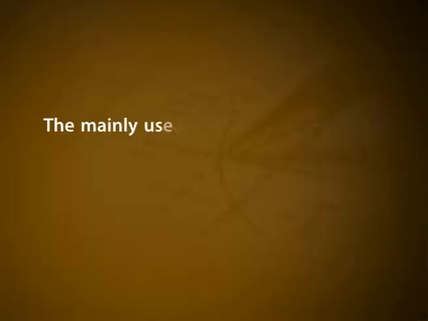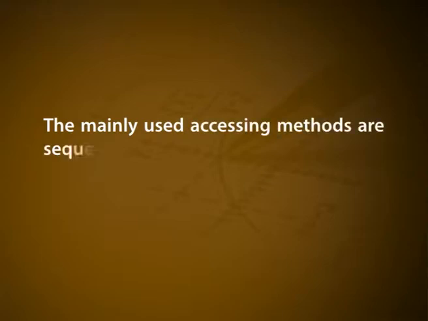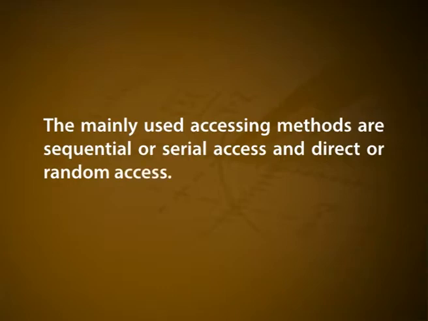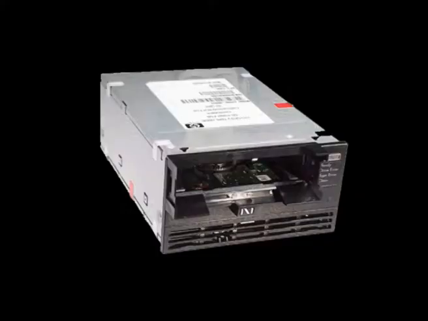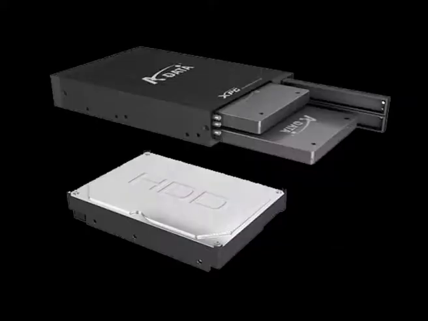The secondary storage devices selected for a particular application depend mainly upon how the stored information needs to be accessed. The mainly used accessing methods are sequential or serial access and direct or random access. Thus, the commonly used secondary storage devices can be classified as sequential access devices and direct access devices.